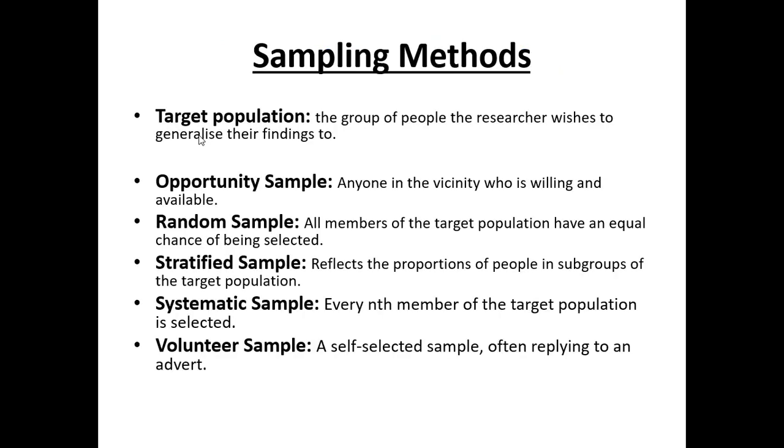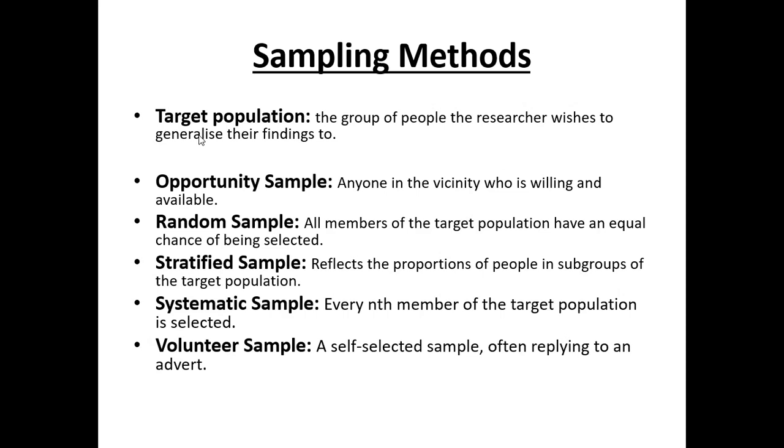And then moving now on to sampling. So sampling methods are the ways that you get your participants for a study. The people that you want to do the study, the people that you want to investigate are called your target population. So if you're looking at research into students, the student body would be a target population. And there are different ways that you can sample your population.